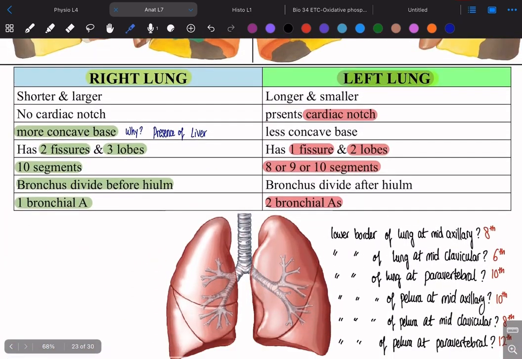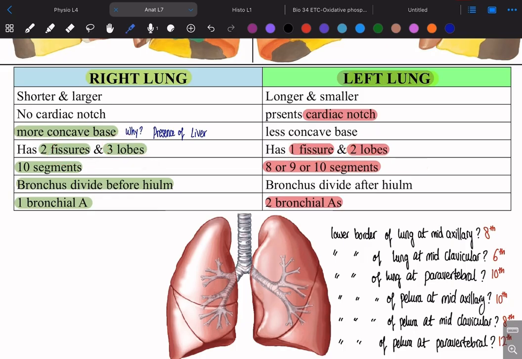So, this is the differentiation between the right and left lung. The right, as we know, goes straight, so we don't have a cardiac notch. The left has a cardiac notch because it has the space for the heart. And then we have a lingula here. Also, for the right, we have 3 lobes and 2 fissures. For the left, we have 2 lobes and 1 fissure. Here we have 10 segments. Here we have 8, 9, or 10.